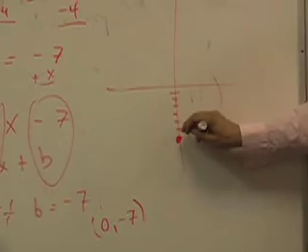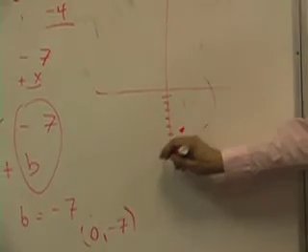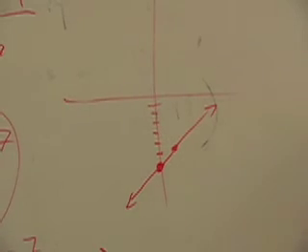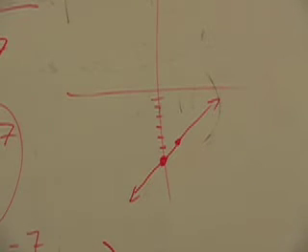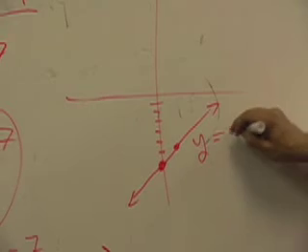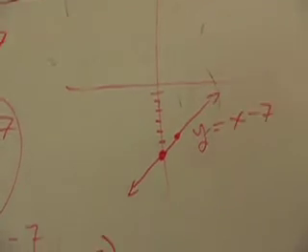Right, so we go up 1, over 1, and there's our other point. And we draw a line. We're not done yet. Why not? We have to label that line. Otherwise, it's just another line. What do we label it? What's the equation of the line? Y equals x minus 7. Y equals x minus 7. Don't forget to put that final tally label up there.